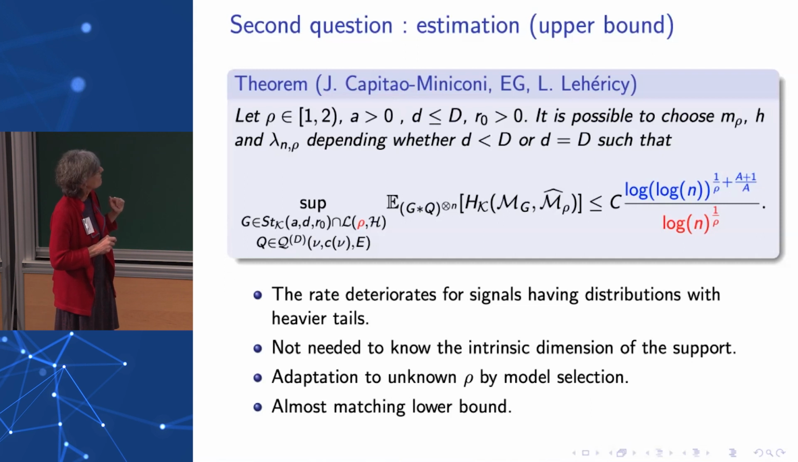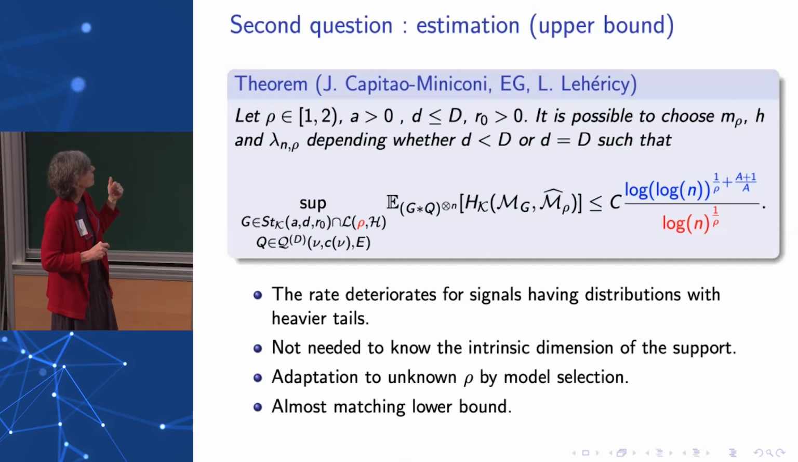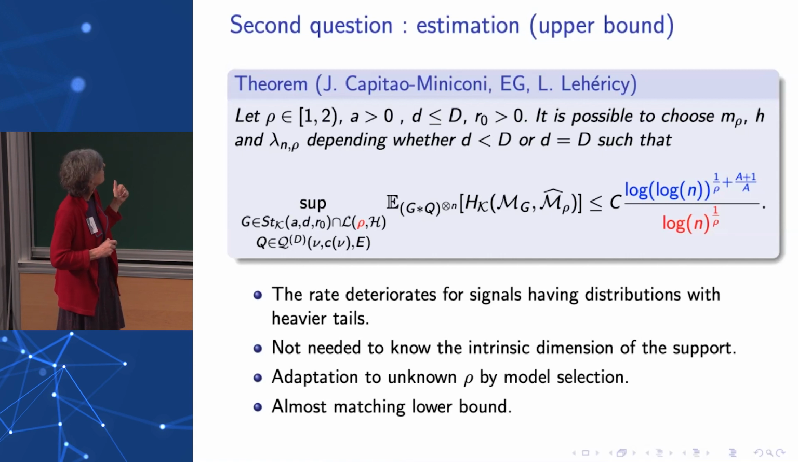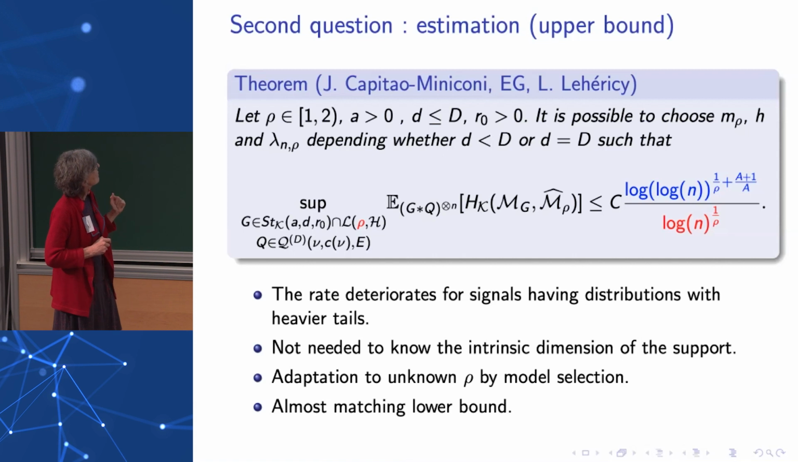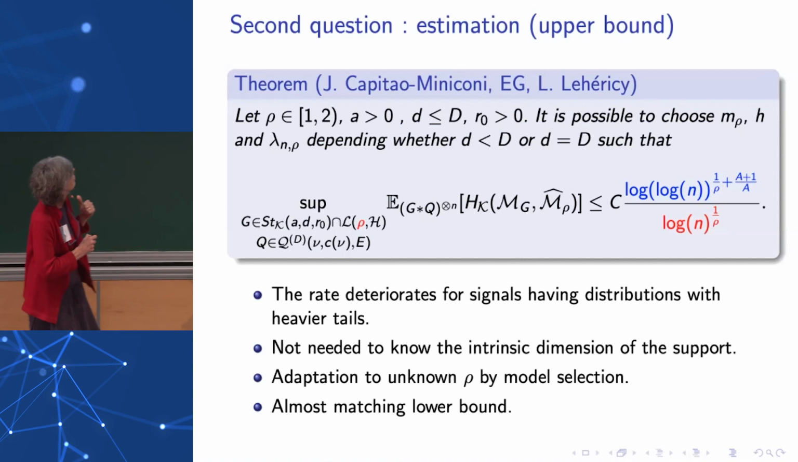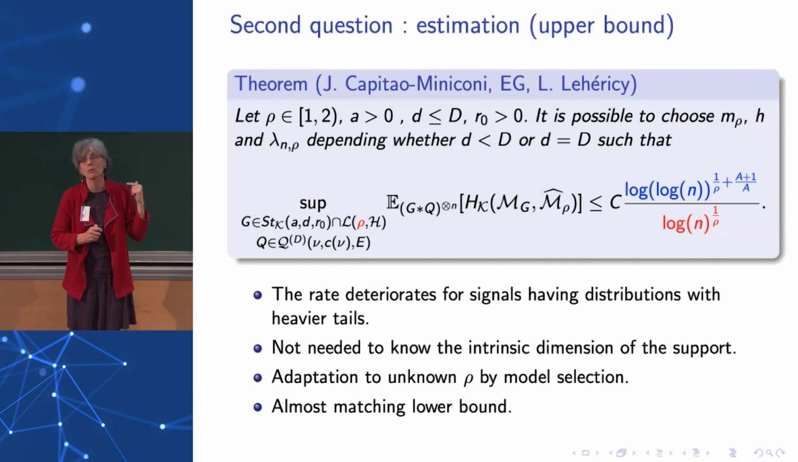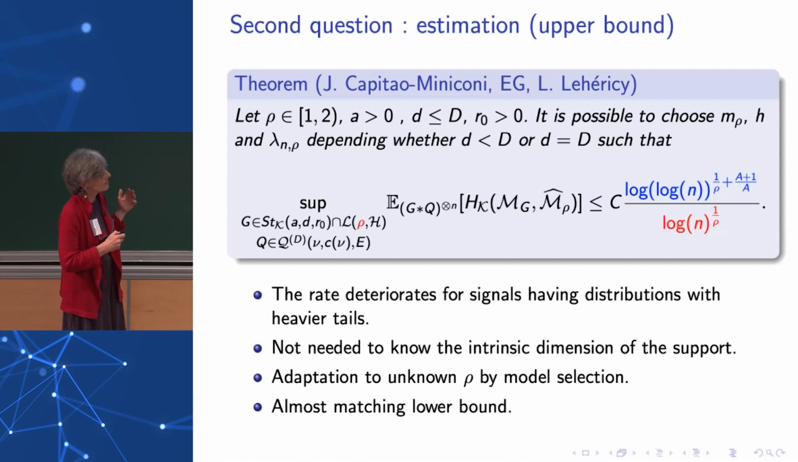I will point out the fact that this depends on rho, which means that though you are inside the compact set, it is deteriorated if the tail is heavier. So this is larger if rho is larger. The rate deteriorates for signals having distributions with heavier tails. The methodology I didn't say, because of course you have to choose all that I said, but you do not need to know the intrinsic dimension. This is different from the works I mentioned earlier, where you had to know the intrinsic dimension to fix all the parameters. We do not need to know the intrinsic dimension. It's possible to adapt to unknown rho.